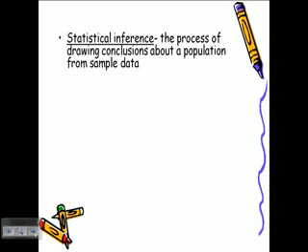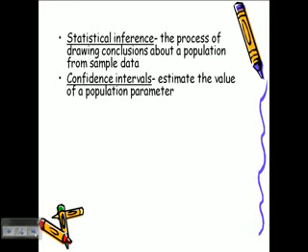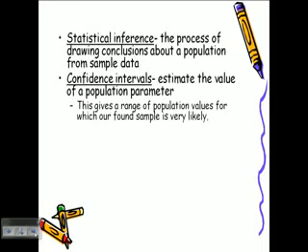The first method we will discuss is the process of creating a confidence interval, which is designed to capture a certain population parameter in a certain percentage of all samples. Confidence intervals estimate the value of a population parameter. This gives a range of population values for which our sample is very likely.